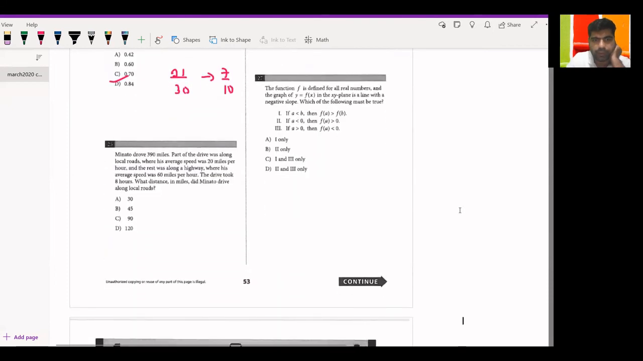25. On the local road, the average speed was 20 miles per hour. So 20x would be the distance if x is the time. Along the highway, 60 miles per hour. Total time is 8 hours. So total time for 390 miles is 8 hours.